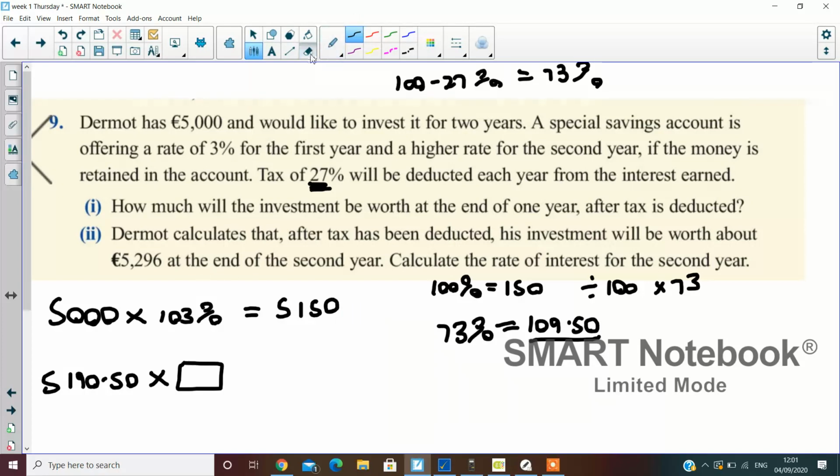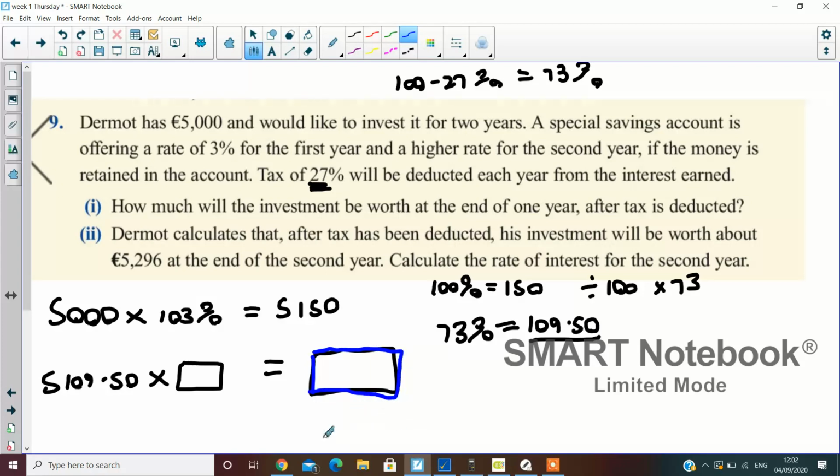Oh, sorry, I see it. 5,109.50, is that right? Yeah. We don't know what percentage we're multiplying by, correct? But we understand that it's going to be a bigger number than this. Does that make sense? This number is bigger. Yeah? All right, let's color this box. The blue box is bigger than €5,109.50. Everybody agree with that?